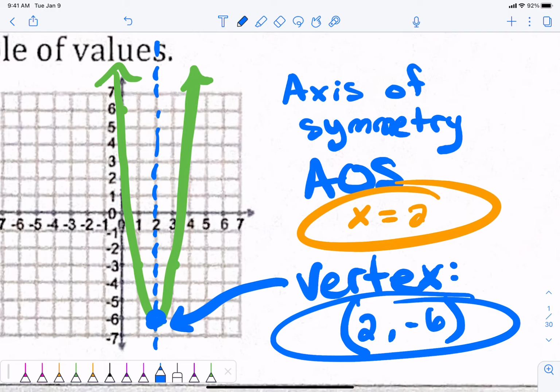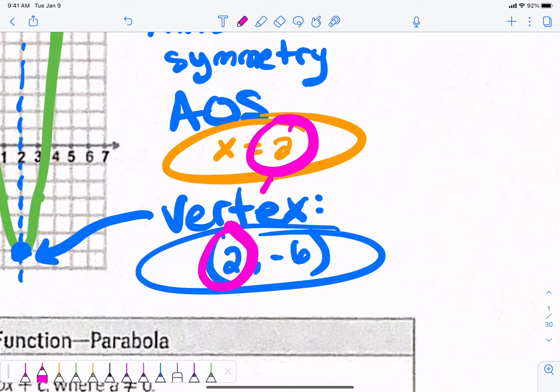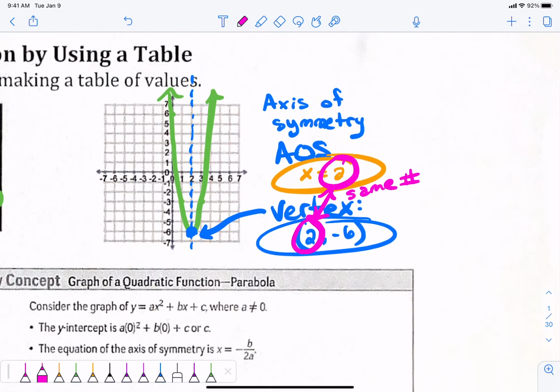Okay, so check this out. Watch this. This number and this number will always be the same number. Does that make sense? That 2 and that 2, those will always be the same as each other. They won't always be 2s, but they will always be the same as each other. Does that make sense? All right, same as each other.